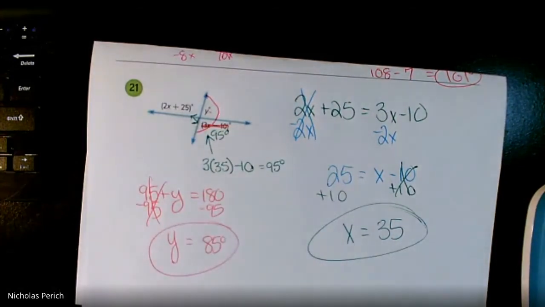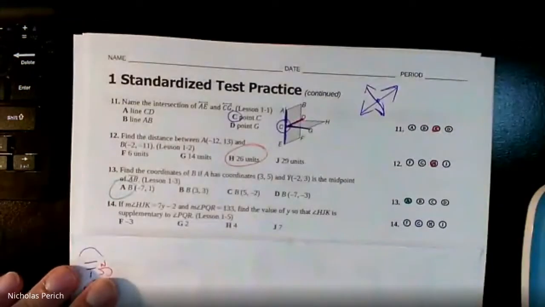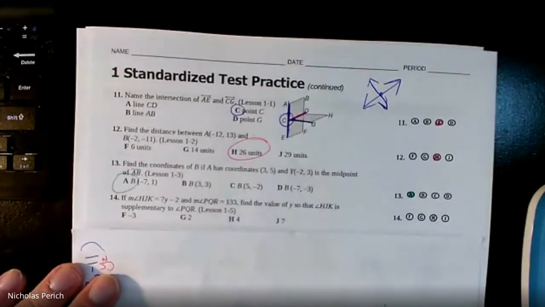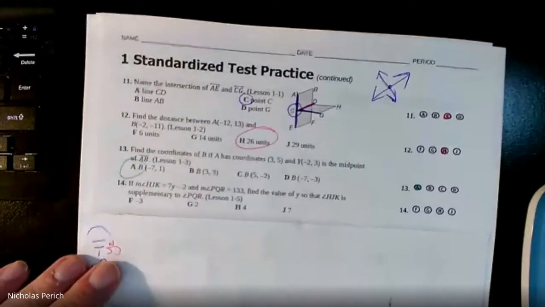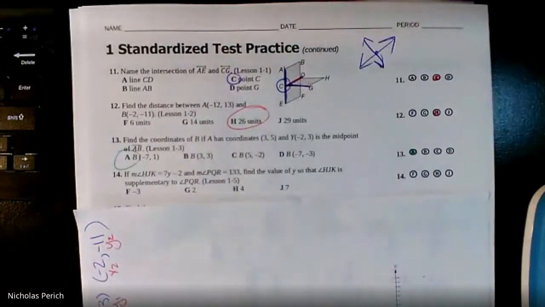There's one more problem on this standardized test thingy. How much time do we have? Oh, we're fine. There was one more problem on this standardized test thingy that we weren't able to get to. That could be the last thing that we do. So let's take a look at that. And then I guess we can call it a day.